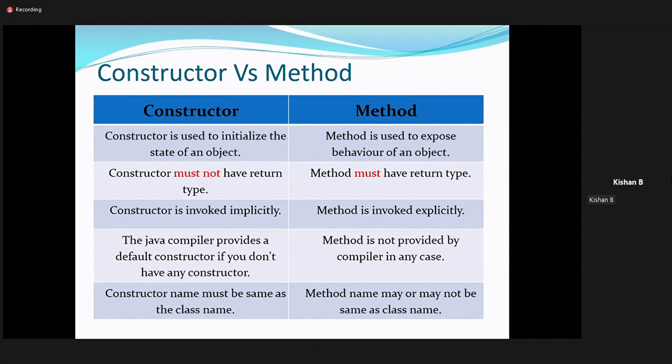State of an object means whatever logic you write inside a method will be reflected. A constructor is invoked implicitly, which means automatically, whenever you create an object. But with a method, we need to call that method with a dot. Am I right or wrong, guys? Do you remember that? We need to call a method.